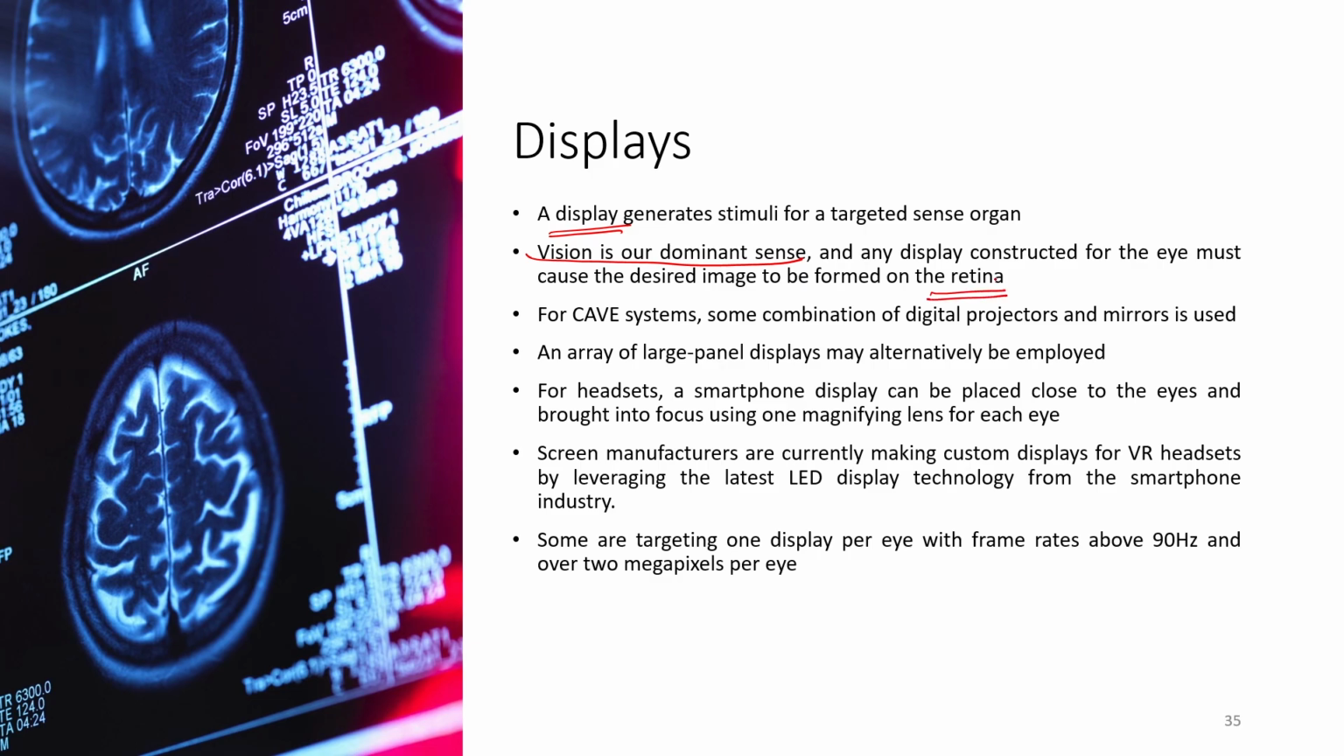For CAVE systems, some combination of digital projectors and mirrors is used. We have seen the architecture of CAVE systems in the last lecture. You may use an array of large panel displays. Alternatively, for headsets, a smartphone display can be placed close to the eyes and brought into focus using one magnifying lens for each eye. These days, screen manufacturers are making custom displays for VR headsets by leveraging the latest LED display technology from the smartphone industry. Some are targeting one display per eye with frame rates above 90 hertz and over 2 megapixels per eye.